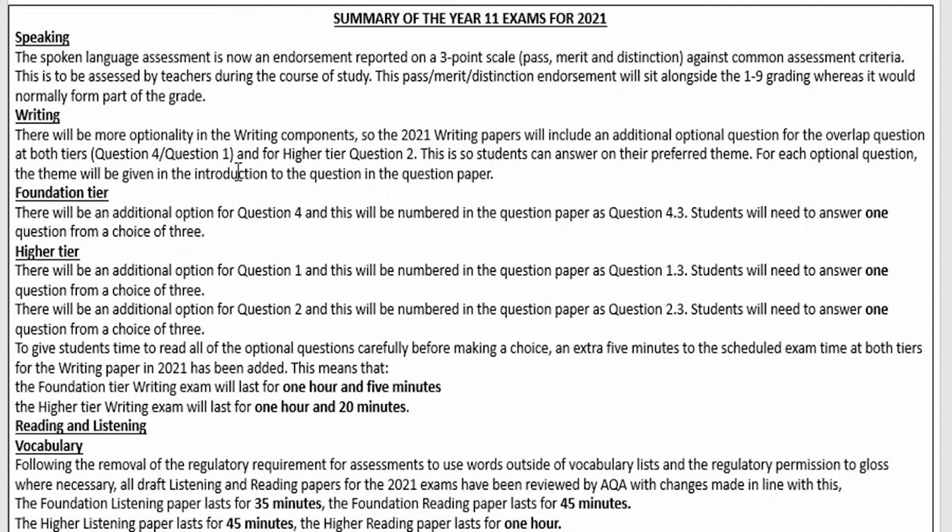The amendments that have been made to the writing part are that there will be more optionality in the writing components. So for 2021, the writing papers will have an additional optional question for the overlap question at both tiers. That's question 4 and question 1. By the way, there are many resources, and we'll come to those on the next slide, that are available for yourselves and for your children to look at in terms of practice tasks that mirror the style of these assessments.